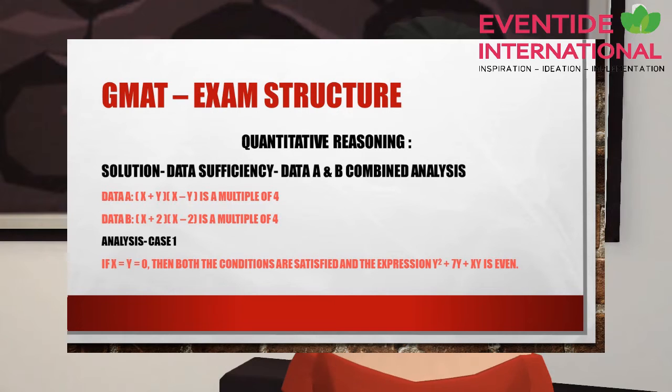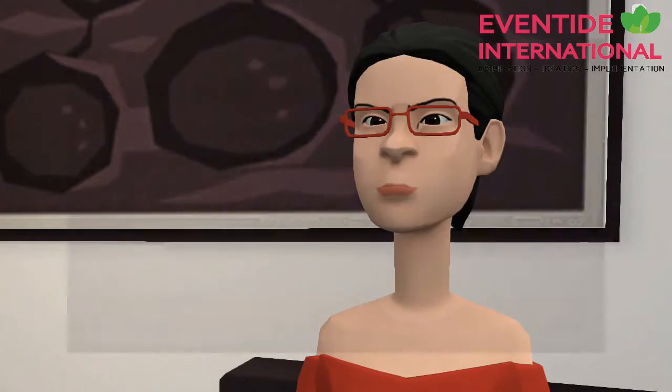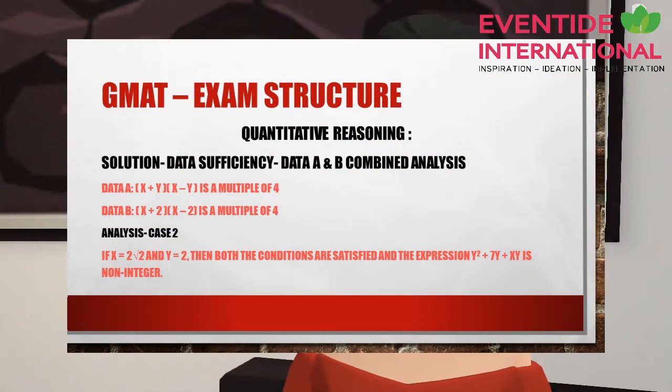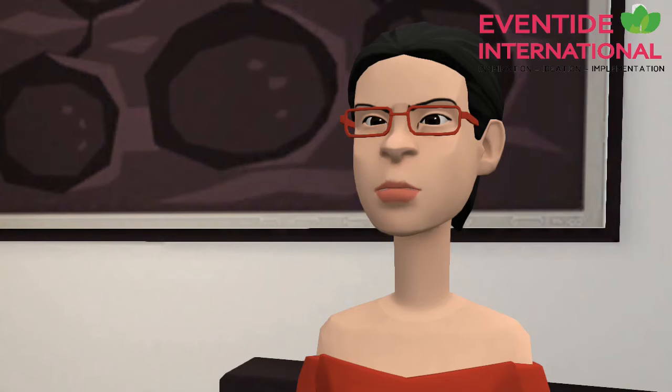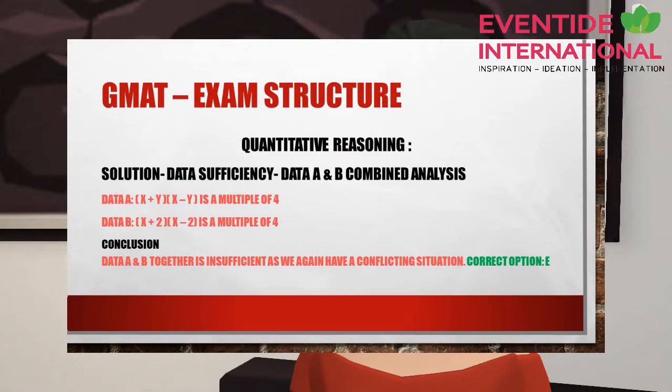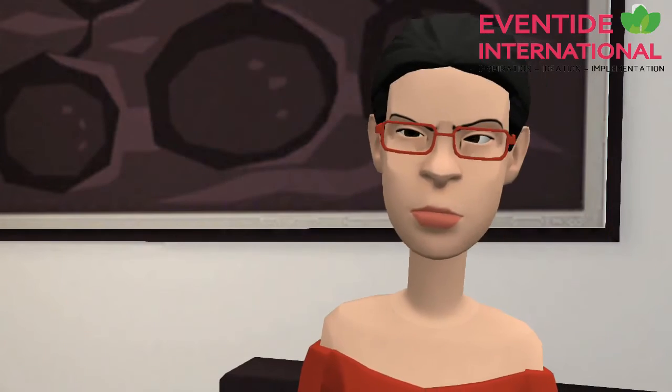So, if x is equal to y and both of them are equal to 0, then the expression is even, but if x is equal to 2 square root of 2 and y is equal to 2, then the expression is non-integer. Even both statements together cannot give a definite answer. Hence the correct option, in this case, is that both the statements together are insufficient. Thus option E is the correct option.